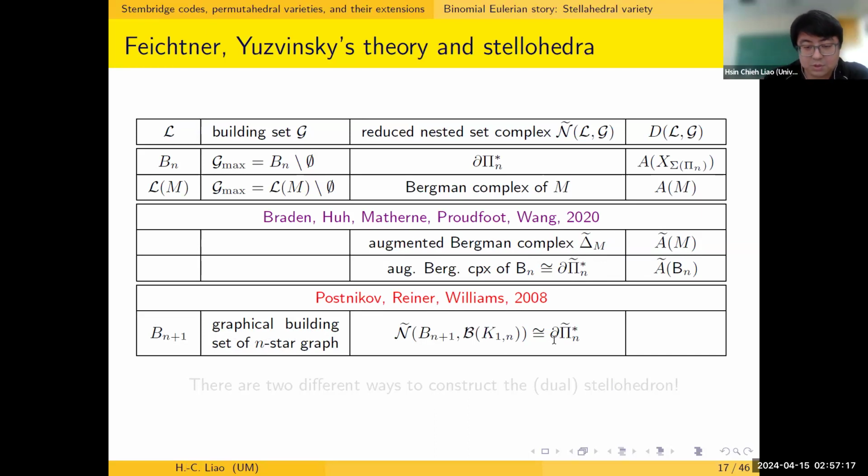And so in this case, we actually have two different ways to construct the dual stellohedron. And you can see there's also a blank here. So what we did is we compare these two different ways, and then we also try to fill out this blank. And when we do that, it turns out that we got the basis directly.